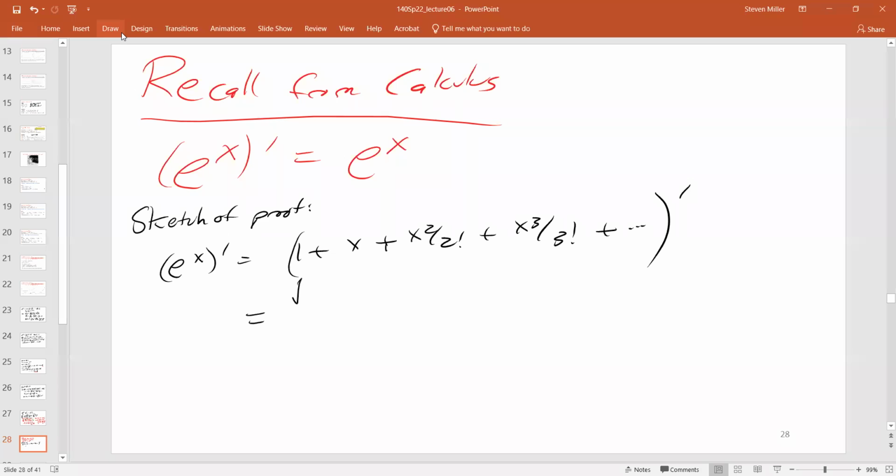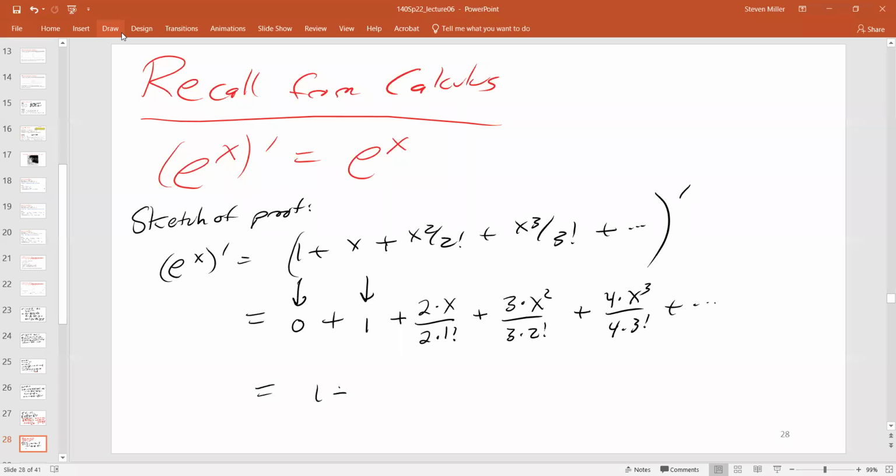What's the derivative of 1? 0. What's the derivative of x? 1. What's the derivative of x squared over 2 factorial? 2 times x over 2 times 1 factorial. What's the derivative of x cubed over 3 factorial? 3 times x squared over 3 times 2 factorial. Next one would be 4 times x cubed over 4 times 3 factorial. So this is just 1 plus x plus x squared over 2 factorial plus x cubed over 3 factorial, which is e to the x.